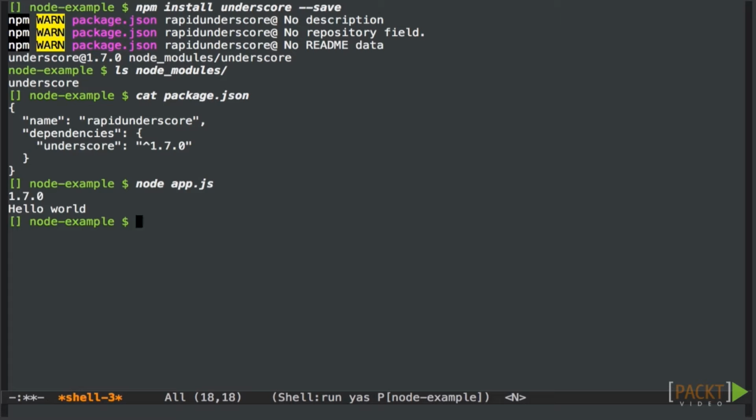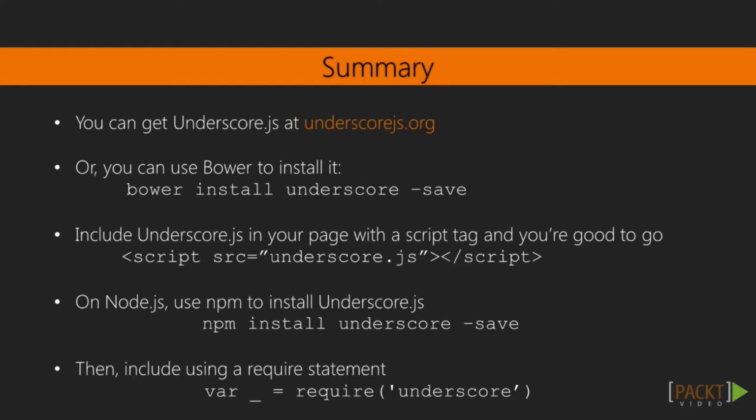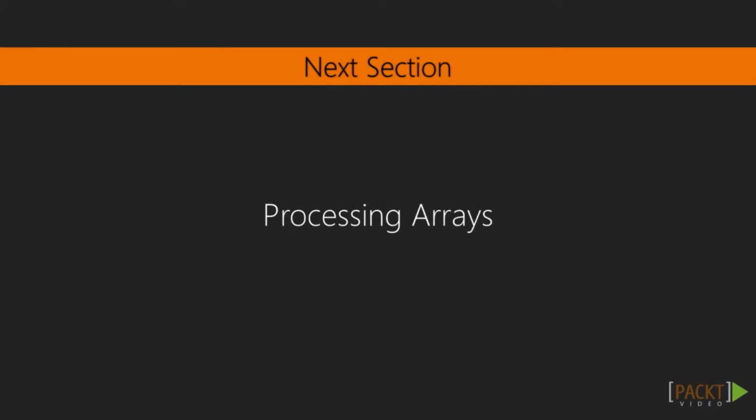So we're coming to the end of this section. We've now got Underscore.js installed and we're ready to use it. In this video, we looked at how to install Underscore by downloading it from underscore.js.org, or alternatively, we can use Bower. We also looked at Underscore with Node.js and using npm. In the next video, we'll look at some of the tools Underscore.js gives us for dealing with arrays.